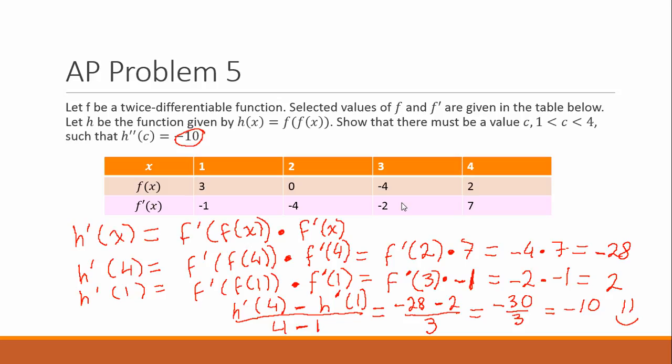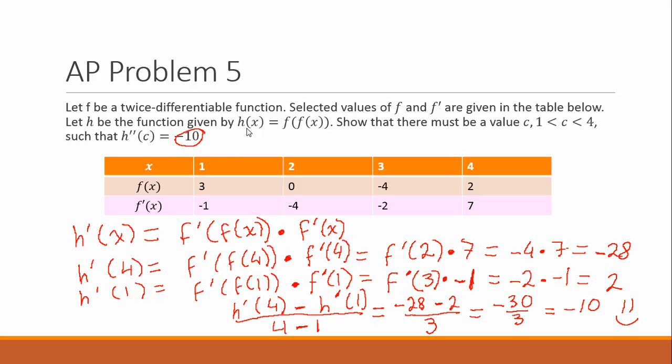So let f be a twice differentiable function. Select values of f and f prime are given in the table below, and let h be the function given by h of x is equal to f of f of x. Show that there must be a value c between 1 and 4 such that the second derivative at c is equal to negative 10. So we know that we're going to have to start taking some derivatives. In fact, we're going to have to take two derivatives.